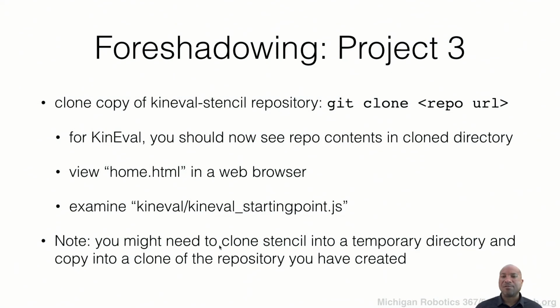And so just giving a little bit of foreshadowing on Project 3. This is where we're really going to start in on using the robots and modeling and controlling a number of different robots. So if you want to just try this, you can go clone the stencil repository. So git clone and then the repository of the KinEval stencil. And so assuming you have Git installed, it will bring everything down. You can go into home.html and view that in your web browser. And so that should show things up and running.